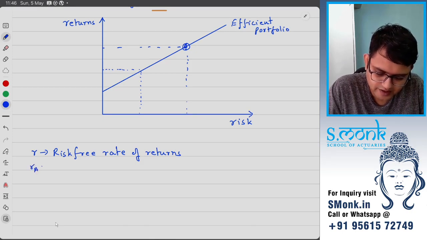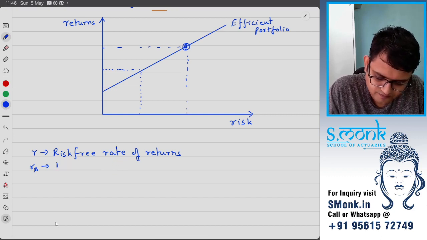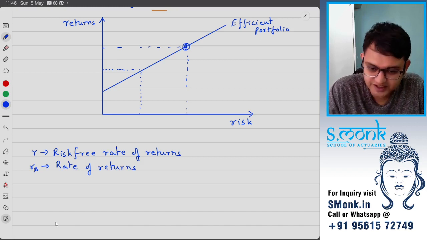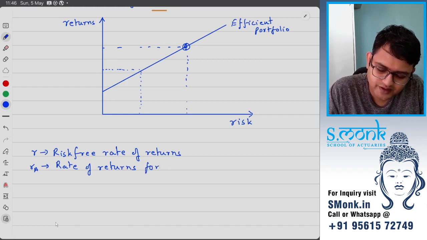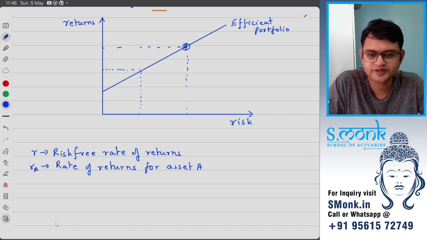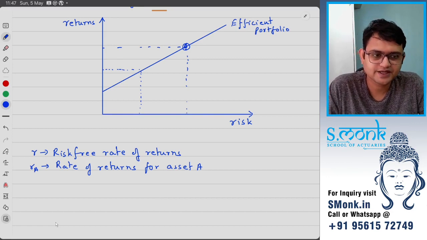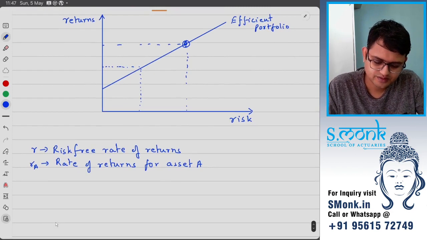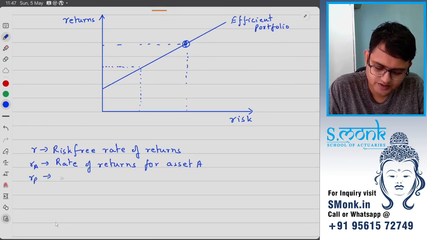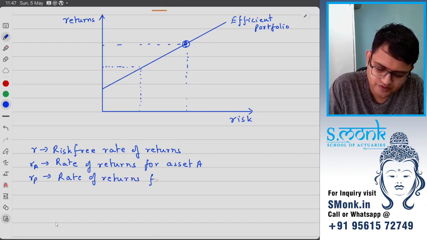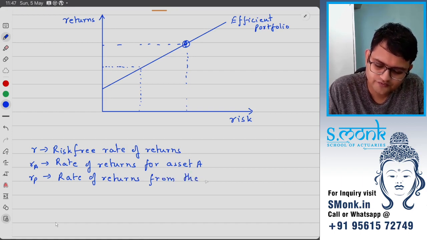If I say RA, we'll say it is the rate of returns for asset A. That's the rate of returns that we'll get from asset A. Then RP, we'll say, is the rate of returns from the portfolio.